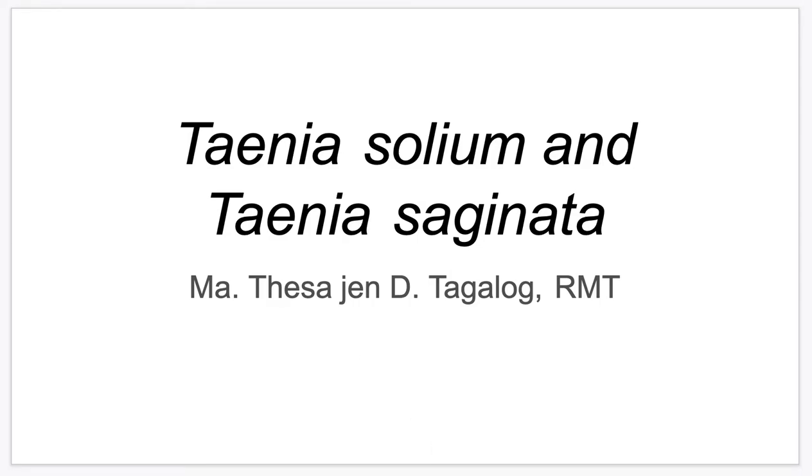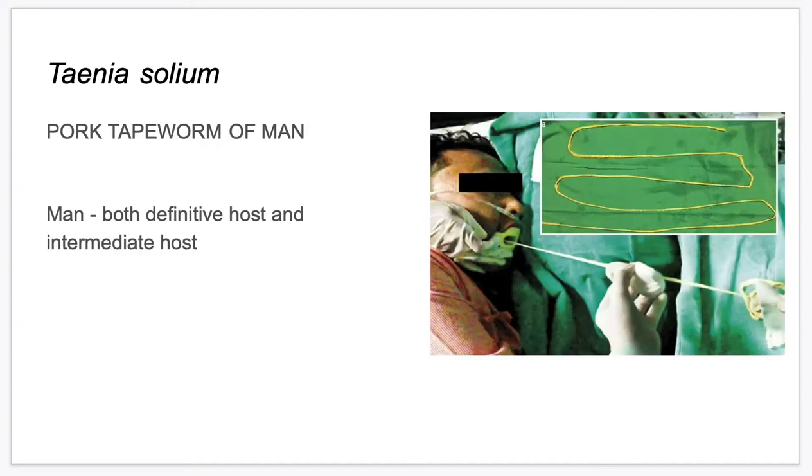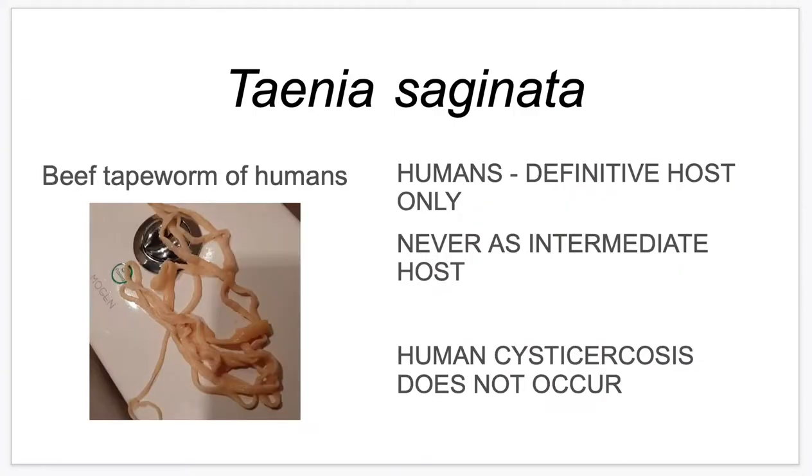This is Taenia solium and Taenia saginata. Your Taenia solium is the pork tapeworm of man. In the pork tapeworm of man, us humans can act as both the definitive host and intermediate host. Whereas Taenia saginata is the beef tapeworm of humans. Humans act as a definitive host, but never as an intermediate host.